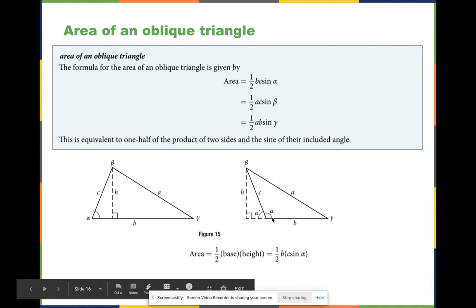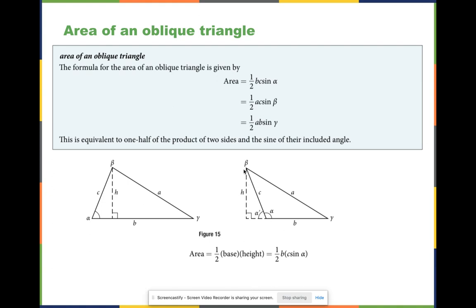It's a little bit more complicated if we have to drop the height outside of the triangle. In this case, we know C, we know B, and we know alpha. Okay, so the area of the triangle is still 1/2 base times height. So what is our height here? Well, our height is C times sine of alpha. This is why. We could say sine of alpha prime equals H over C.